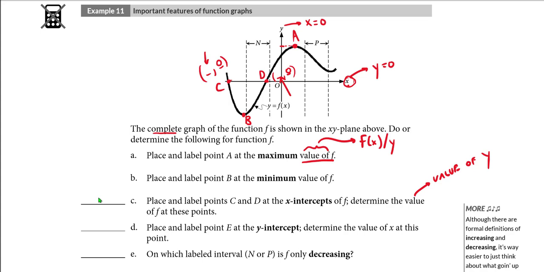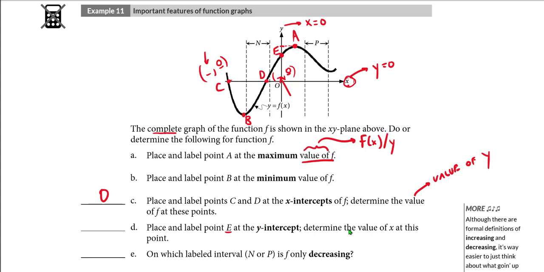So to determine the value of f at these points, the value of f at these points is 0. In example 11D, now we are doing the y-intercept, and of course the y-intercept is where the function hits the y-axis, the vertical axis. So it is that point right there. We are going to call that point E.